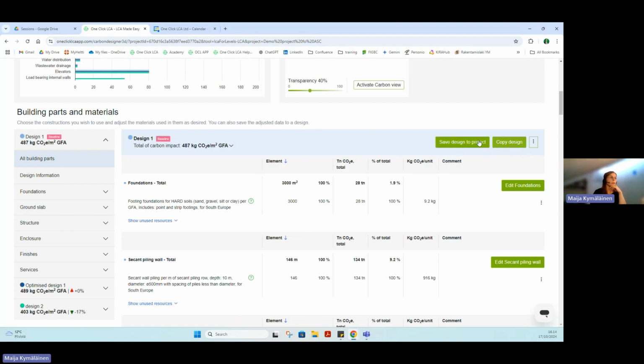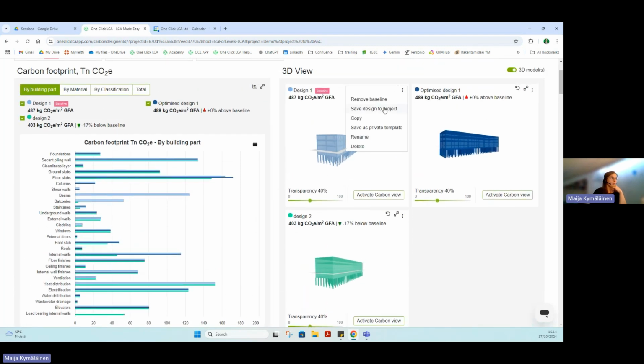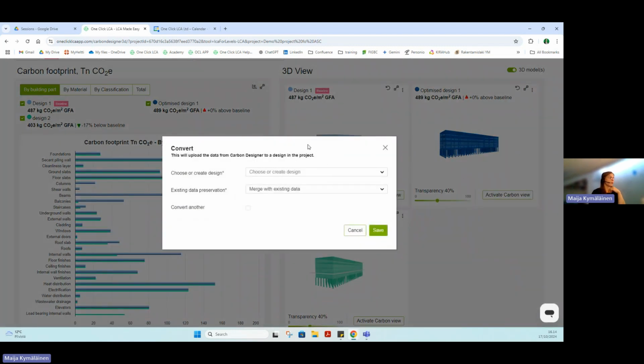And also from here, you can copy these designs. So let's do it from here. I will save this to a project. You always need to have a project ready, so there needs to be a project created before you go to Carbon Designer. You don't have to have a design created, but you need to have a project to use this. And within the project, it will ask you to either overwrite existing data or merge with existing data.